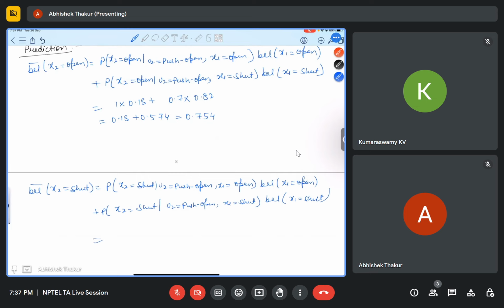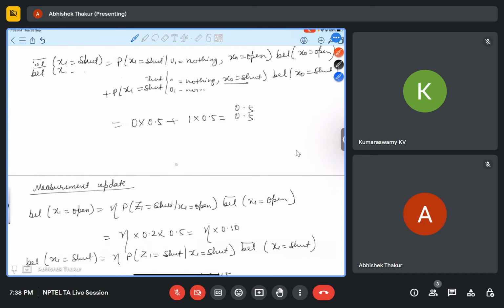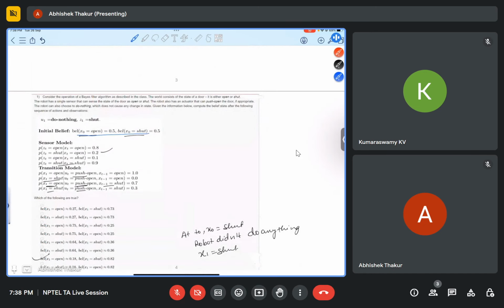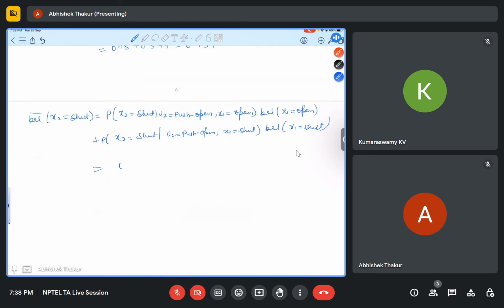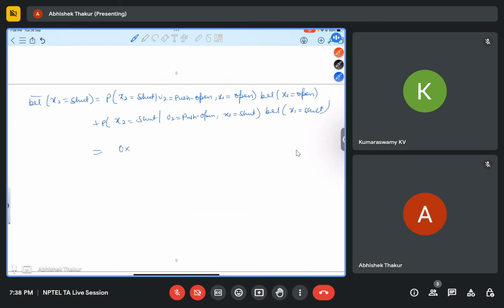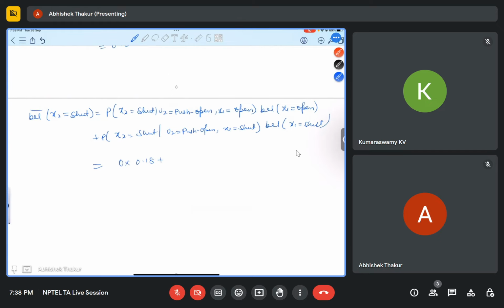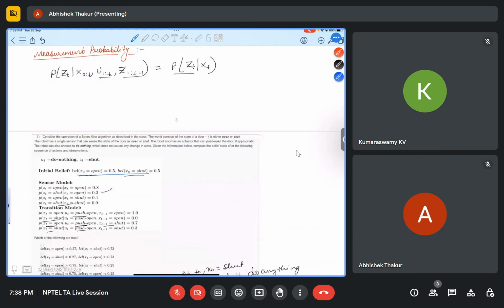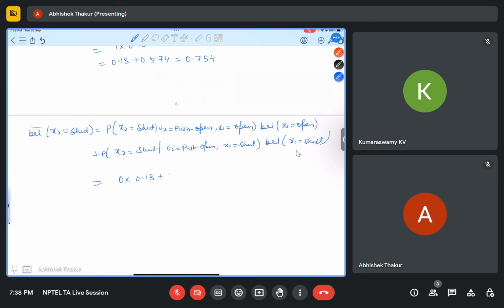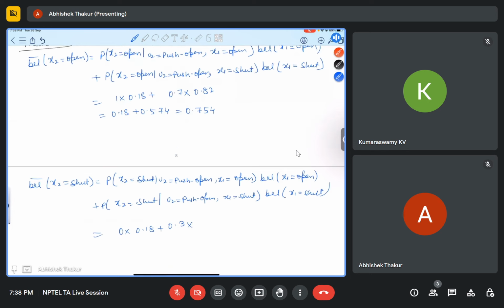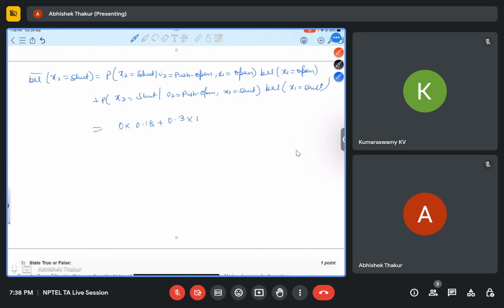So this will be equal to shut, push open, open, which how much it is given? Shut, push open, open, that is 0. So this is 0 into belief of x1 is equal to open is 0.18, plus shut, push open, shut. What is the value given? 0.3, into x1 is shut is 0.82. So this will be equal to 0 plus 0.246. The first term will become 0, second term is 0.246.